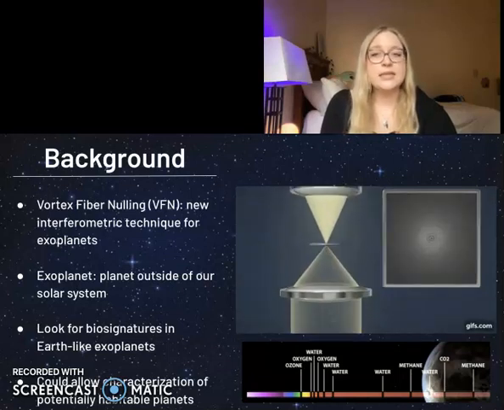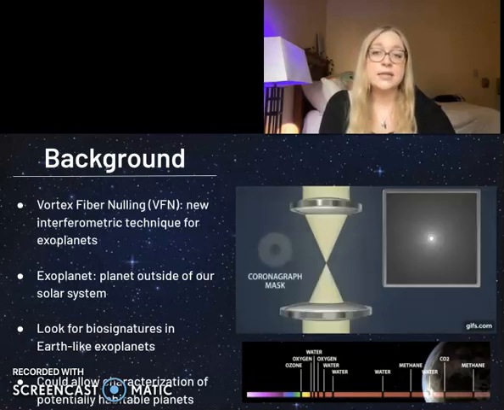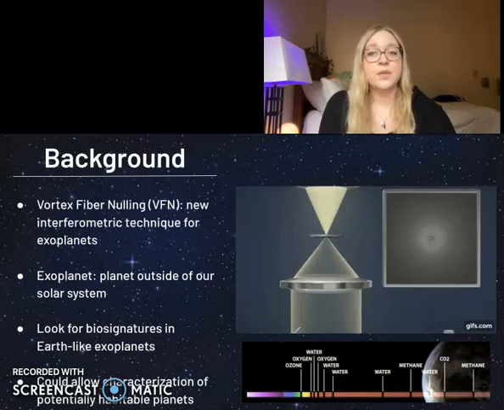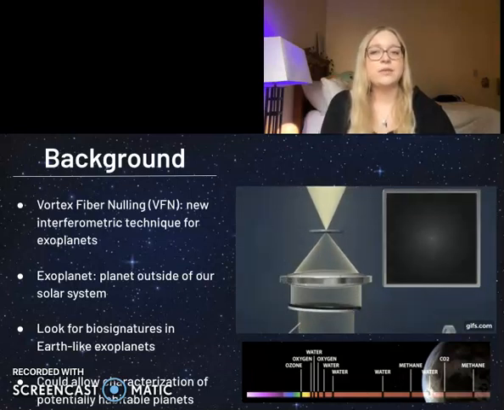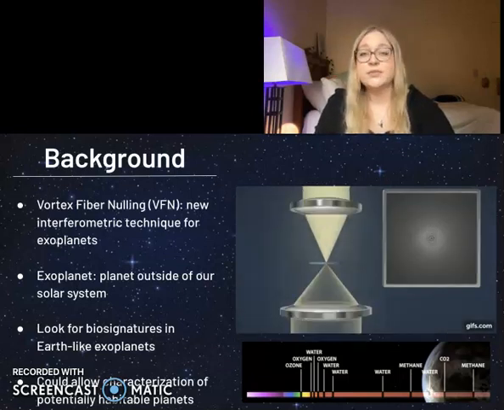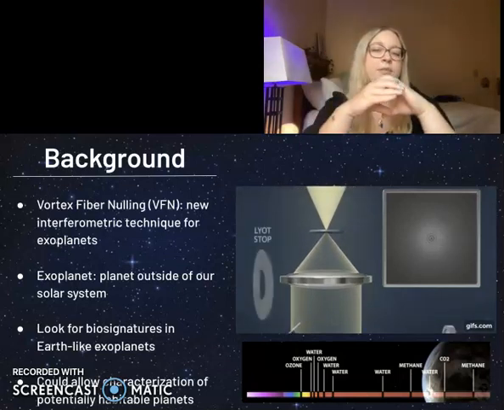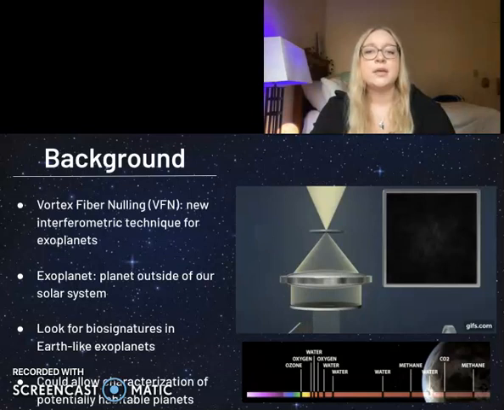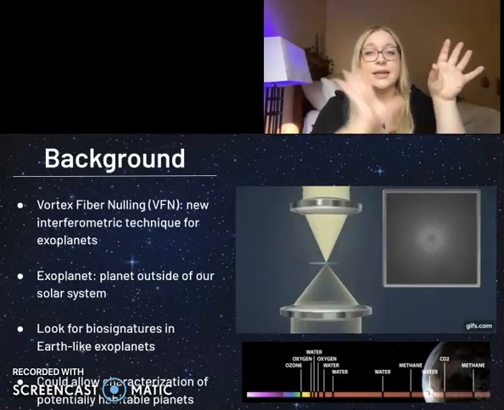The diffraction limit of a telescope is the minimum angular separation of two sources, like a planet and a star, that can be distinguished by the telescope, and this is constricted by the diameter of the telescope. Now, traditional fiber nulling interferometers use sub-apertures, while VFN has the advantage of using the entire telescope aperture. In other words, VFN is able to use the entire diameter of the light collecting region instead of making smaller sub-regions.